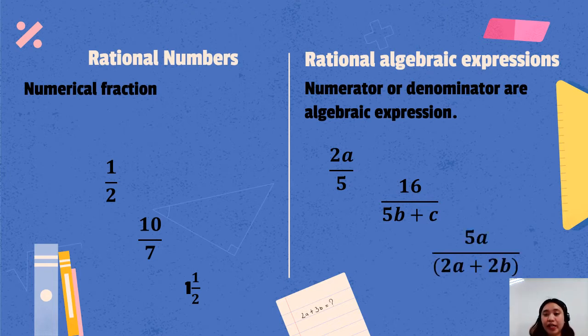And in rational algebraic expressions, pwedeng both numerator and denominator are algebraic expressions, or numbers with letters, or coefficients with variables. So for example, 5a over 2a plus 2b.